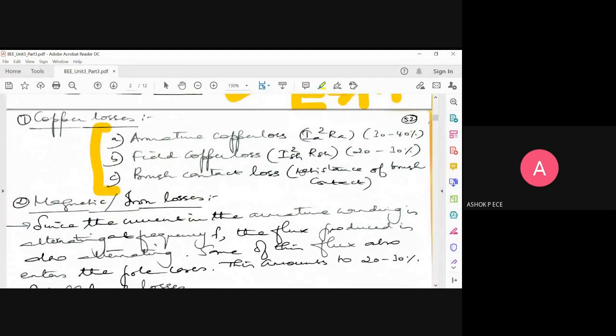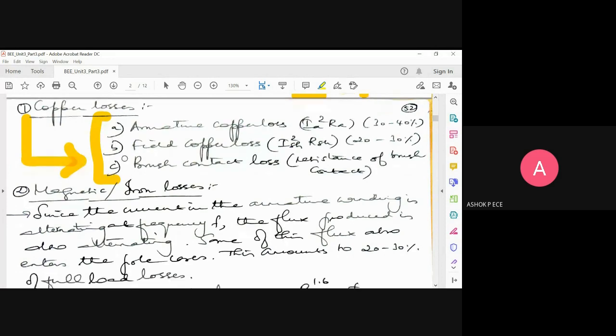Finally, you have brush contact loss. You have brushes in contact with the armature, and because of that contact, you are going to have brush contact loss. So copper loss is made up of these three components: first, armature copper loss; second, field copper loss; and last, brush contact loss. The brush contact loss will be very, very small because the resistance of the brush is very small, so the power loss will also be very, very small. Okay, I think it is clear. Any doubts on copper loss?